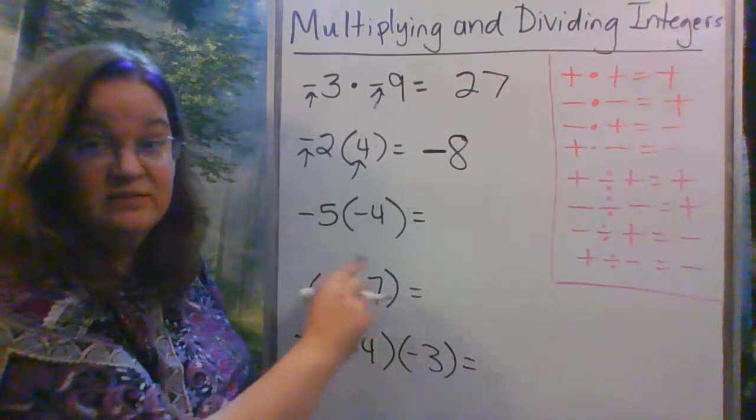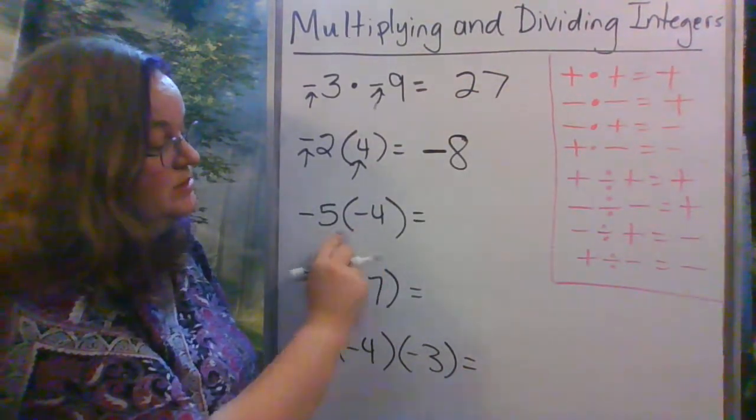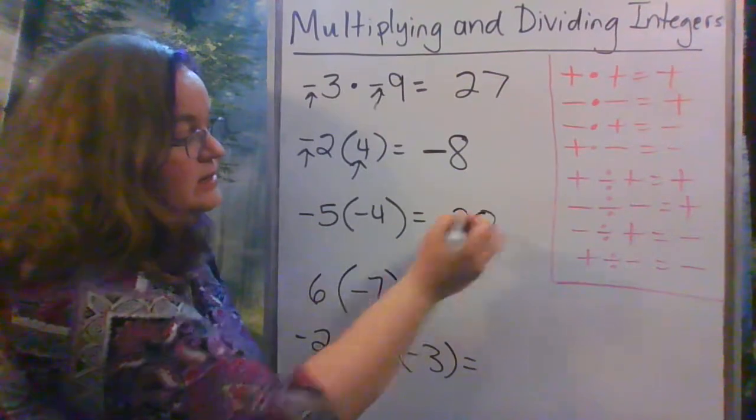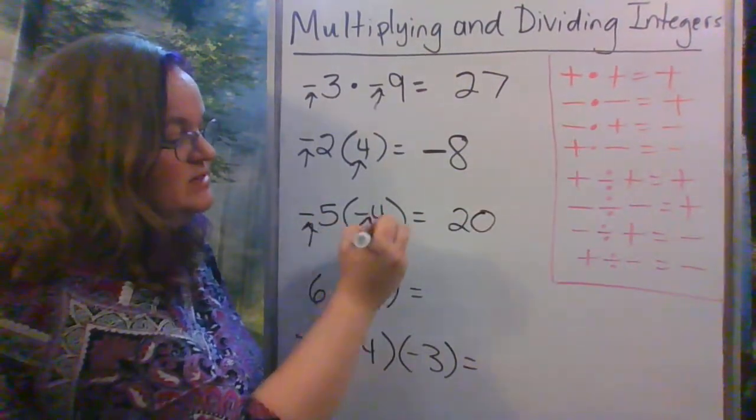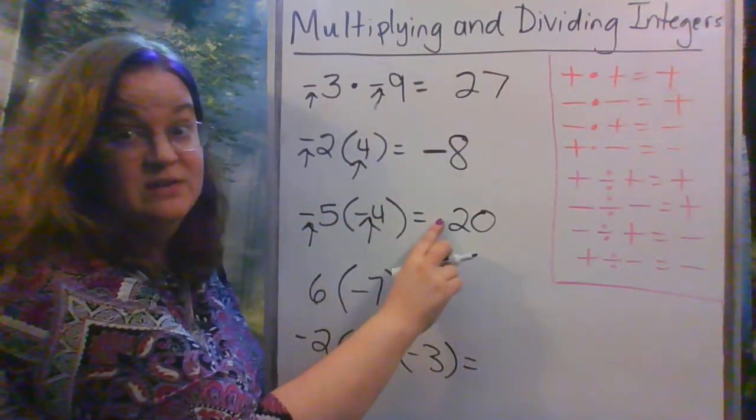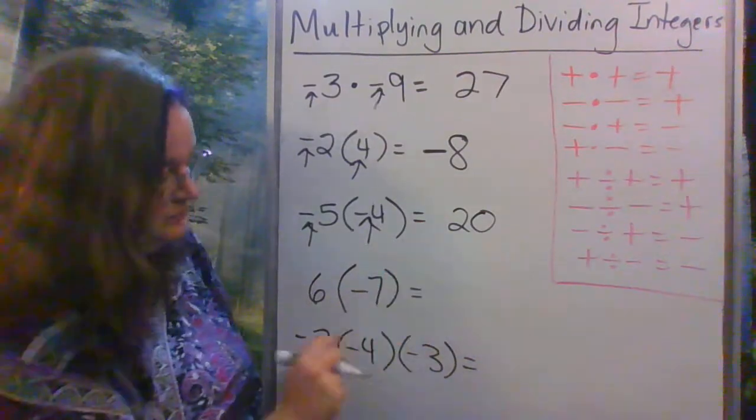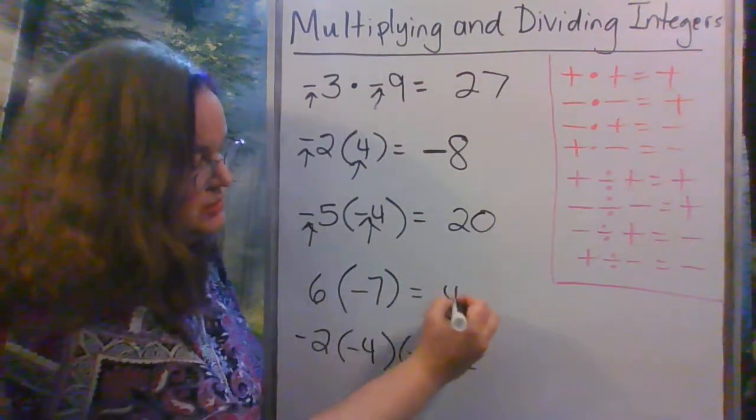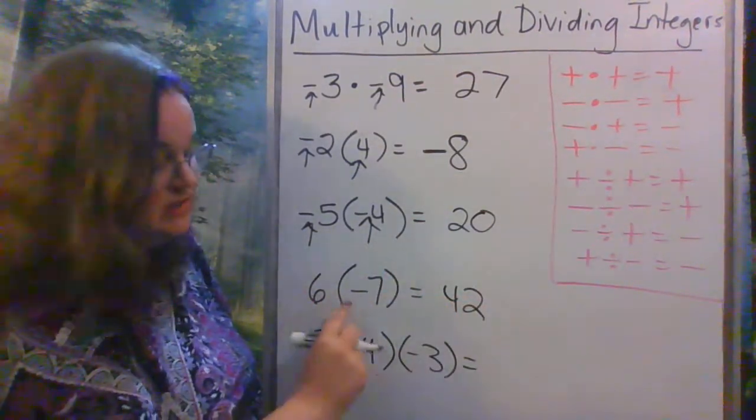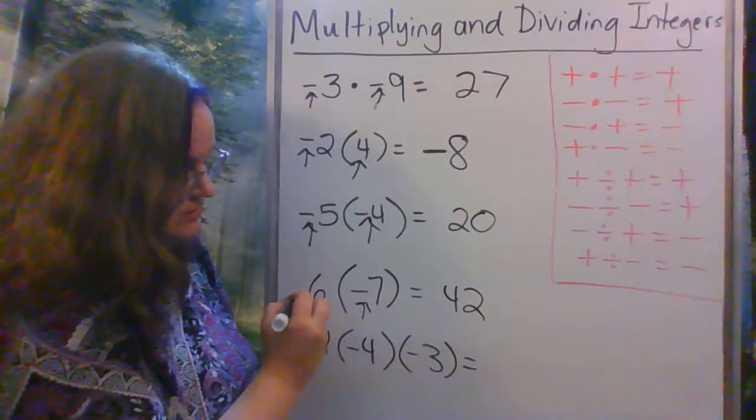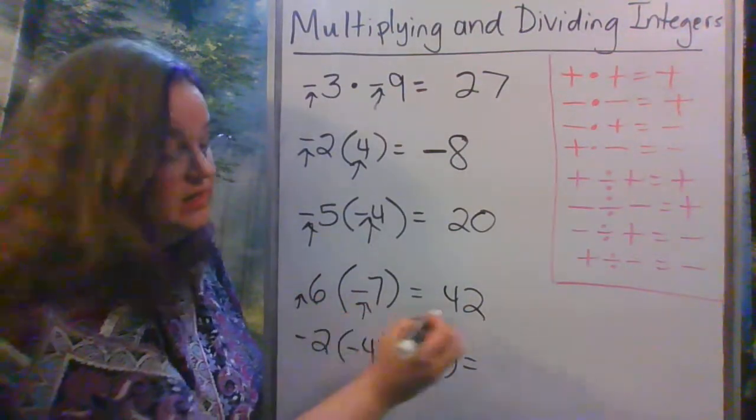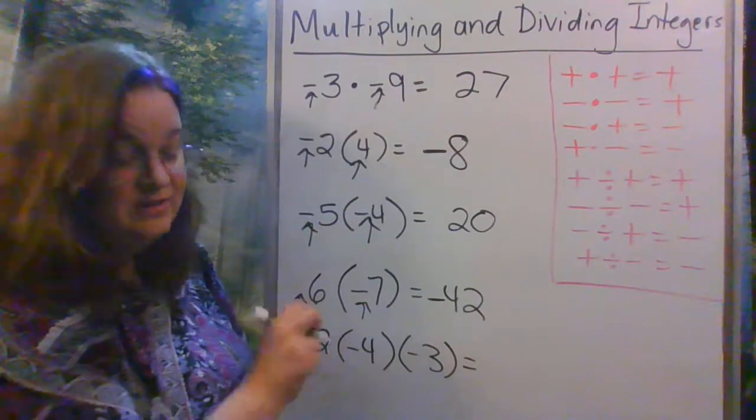I have a negative times a negative. So I'm going to do 5 times 4 is 20. And because I have a negative times a negative times a negative, it is negative. 6 times 7 is 42. I've got one positive, one negative. So the positive and the negative come out negative.